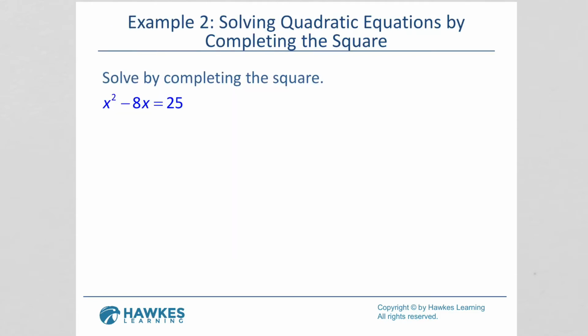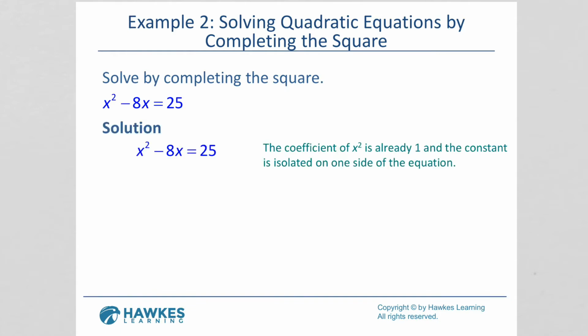Example 2, solve by completing the square. x squared minus 8x equals 25. So for our solution, the coefficient of x squared is already 1, so we can ignore step 1. And the constant is isolated on one side of the equation, which means we can ignore step 2.